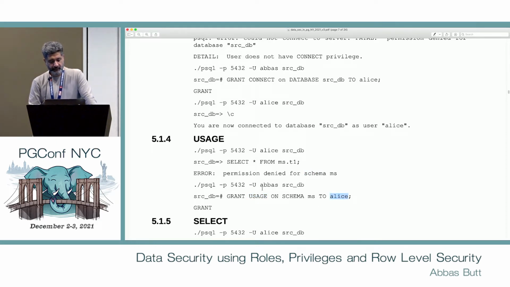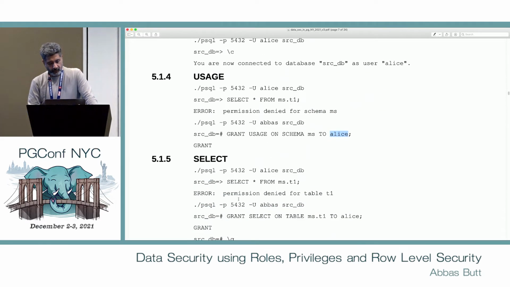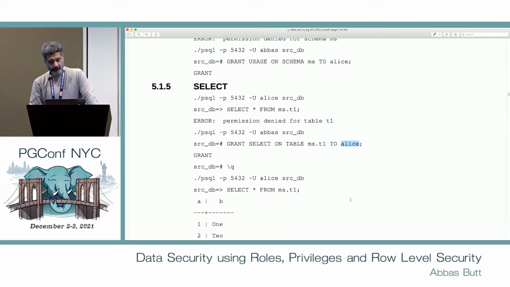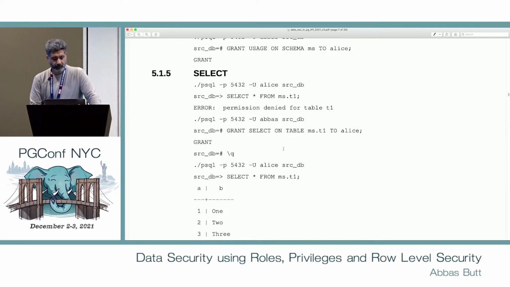To resolve this error, I am going to grant usage on schema to the user. Once granted, I will still not be able to select from the table because I would get the permission denied for table. And for that, I would grant select on table to Alice. Once the usage on schema and select on table is granted to the user, I would be able to select rows from the table. You can do a selective column select as well by adding columns within the braces after the select, but that is not discussed here.